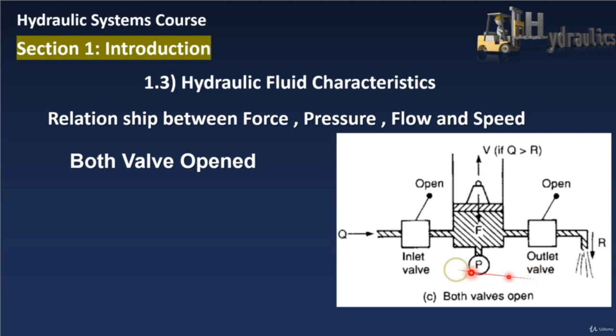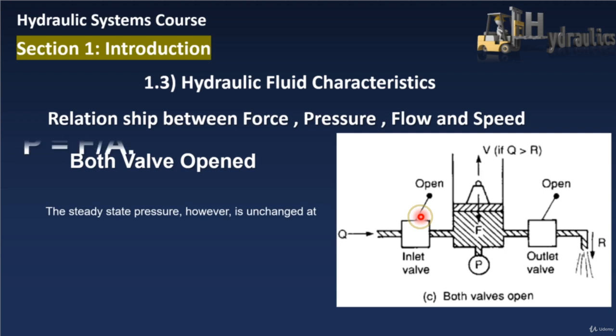For example, if the flow entering the system is higher than the flow exiting the system, then this difference will lead to the piston and load rising up because the inlet is more than the outlet. Otherwise, if the outlet flow rate is higher than the inlet flow rate, then I'm expecting the piston and load to fall and go down. The steady state pressure, however, is unchanged at a value of P equals F over A.